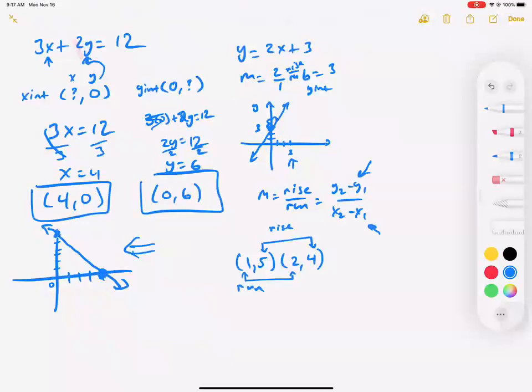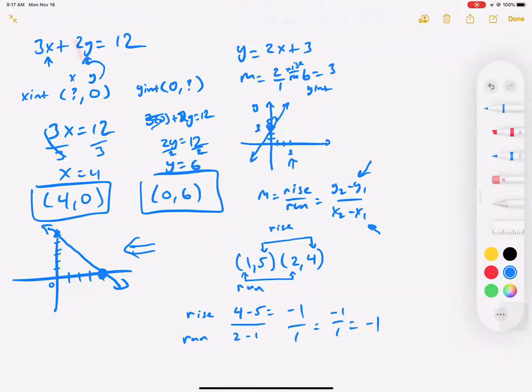Now you tell me, from 5 to 4, did we rise up or rise down? From 5 to 4, we went down, right? 5th floor to 4th floor. So we say 4 minus 5 is equal to negative 1. That's my rise. How about my run? Well, we went from 1 to 2. 2 minus 1 is 1. So our slope is negative 1 over 1, or negative 1, if you want to simplify.